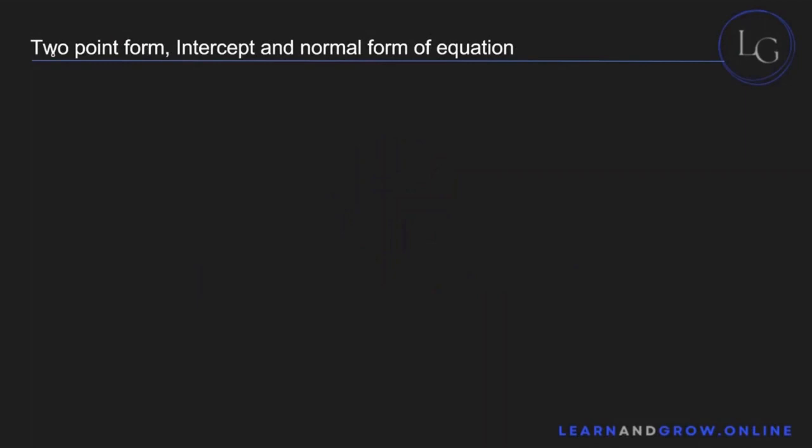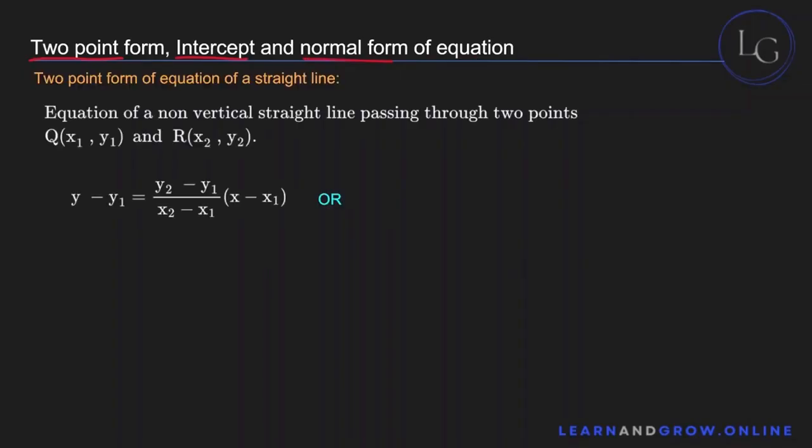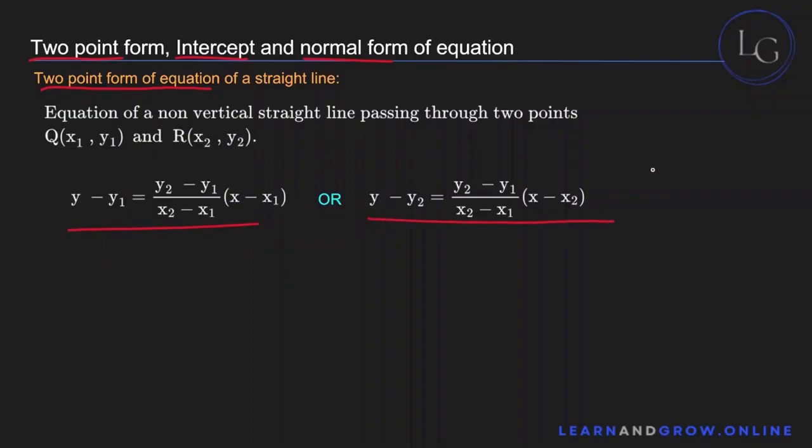Now let's see the 2-point form, the intercept form, and the normal form of the equation of a line. The 2-point form of the equation of a straight line is written like this or like this. If you have a point Q with x1 and y1 as its coordinates, and a point R with x2 and y2 as its coordinates, and if x2 and y2 are known to you, well then you're golden. You could just use this equation to find the equation of the straight line.